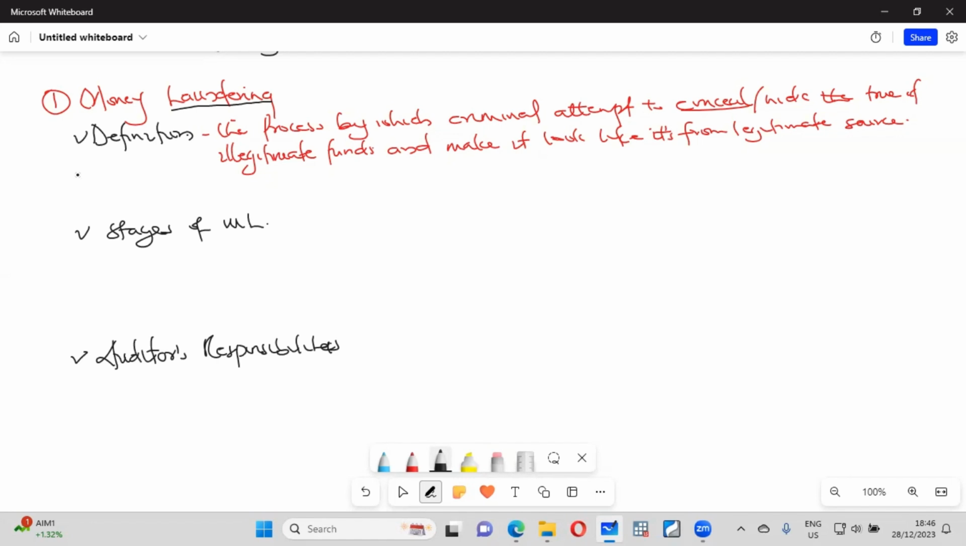Now, there are three stages of money laundering in the criminal's bid to wash the money and make it look clean. The first one is placement. Now, what is placement? Placement means you are putting the money somewhere. You are getting rid of the cash in exchange for something else. That is what we call placement.